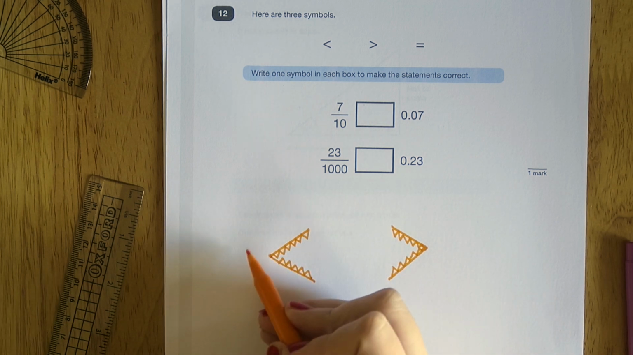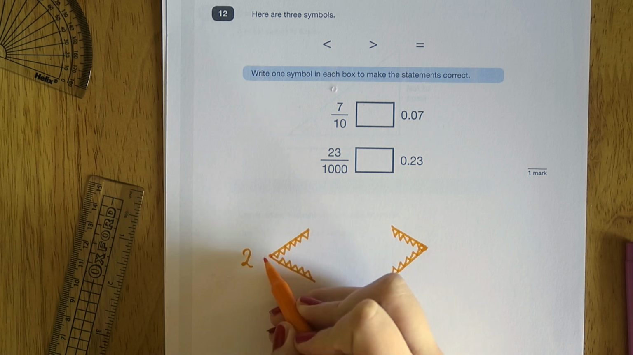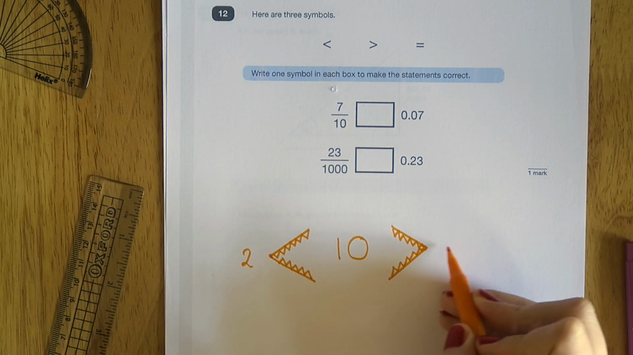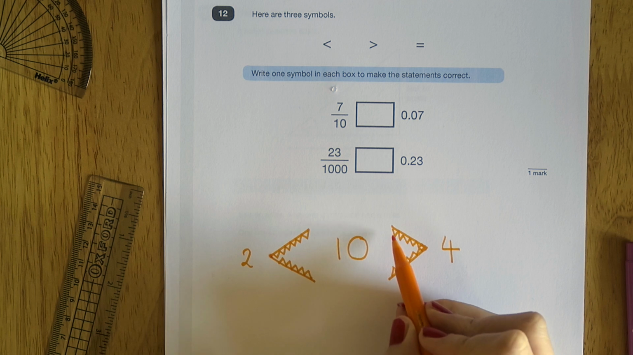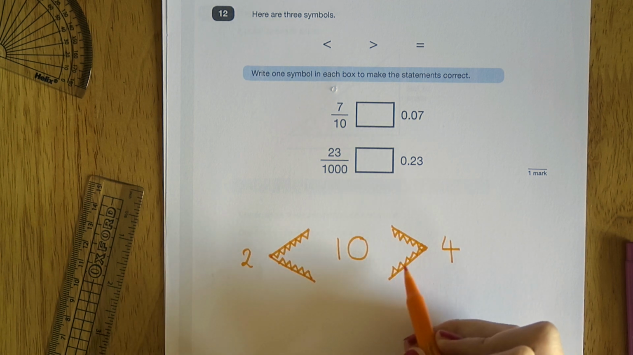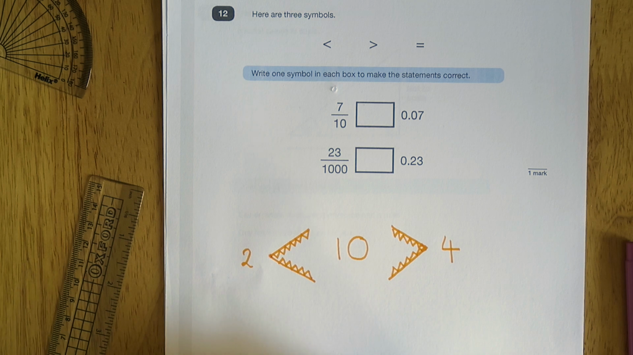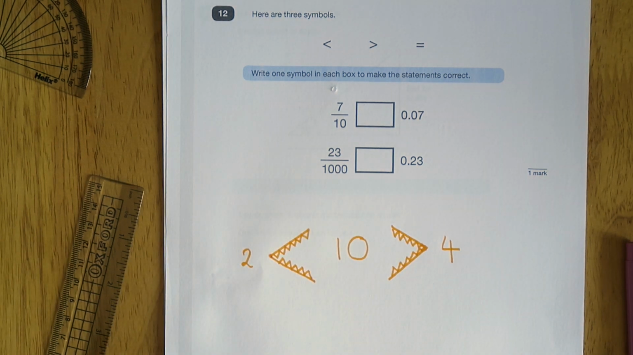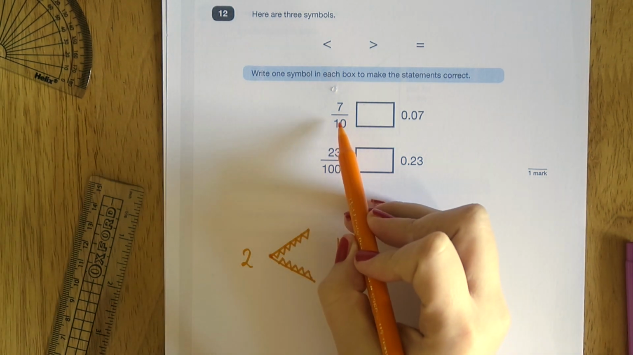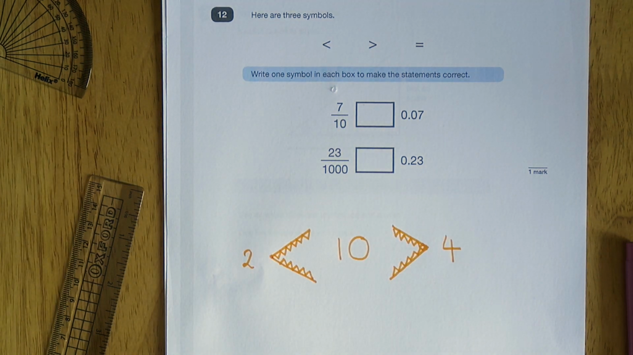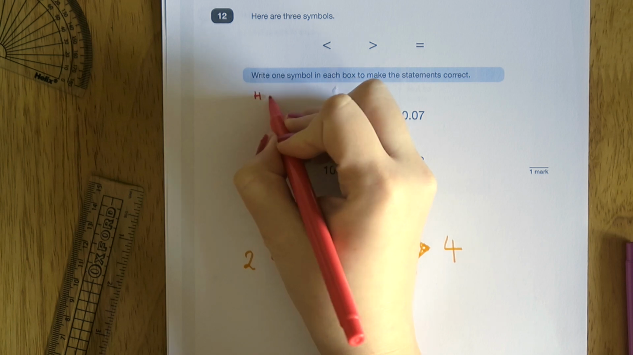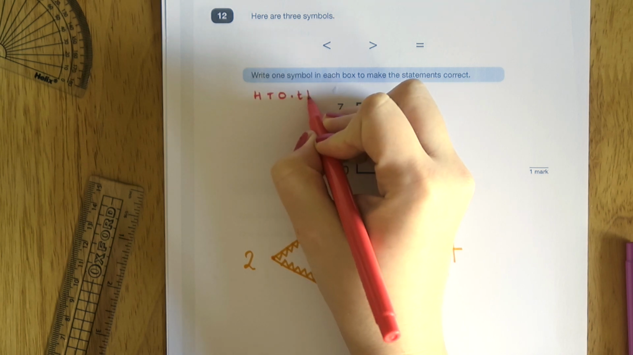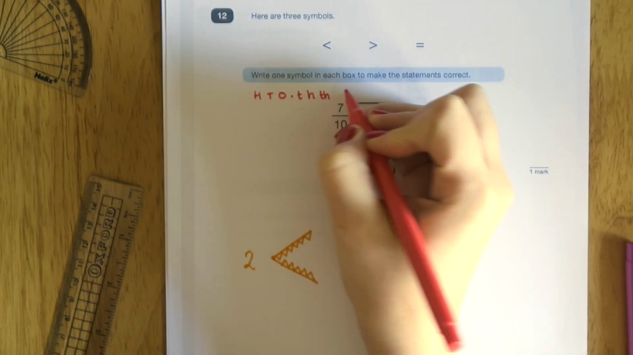So in this case, whatever number is here, so 2, is less than 10. And 10 is greater than 4. So as we can see, with less than and greater than, the open mouth of the crocodile is always pointing towards the larger number. So we've got to figure out which of these is larger and which is smaller. So 7/10, let's think about our place value again. We'd have hundreds, tens and ones, followed by the decimal point, then tenths, hundredths, then we'd have thousandths.